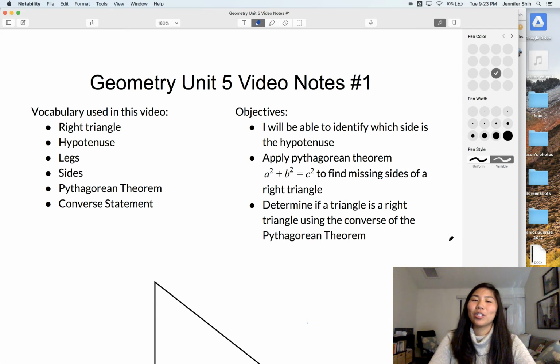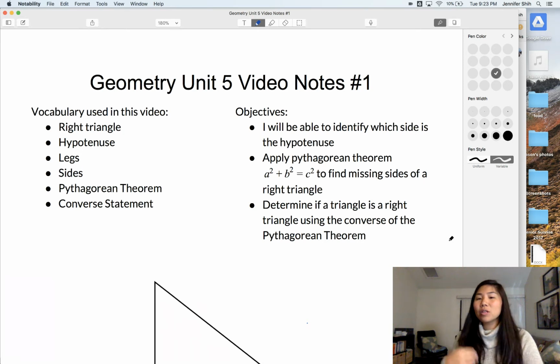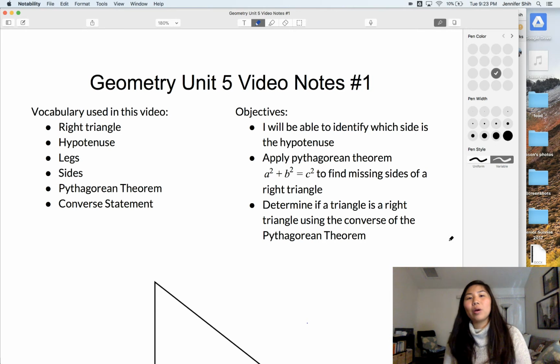Hi there, I'm Miss Shi from Geometry, and today we are doing Pythagorean theorem. This is something that you might be familiar with from your previous years, either in middle school or a previous math class, but today I'm going to really frame what Pythagorean theorem means for our class, specifically in this unit. So, if you take a look at the screen, there's a couple of things.